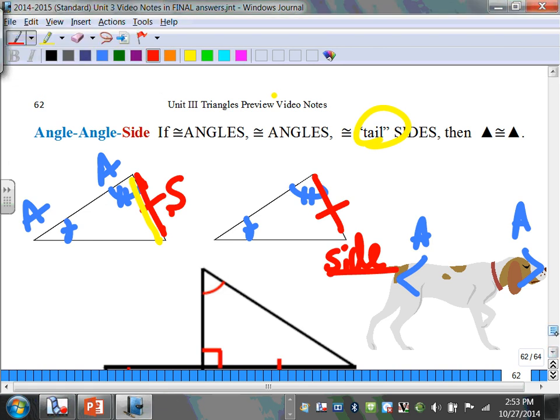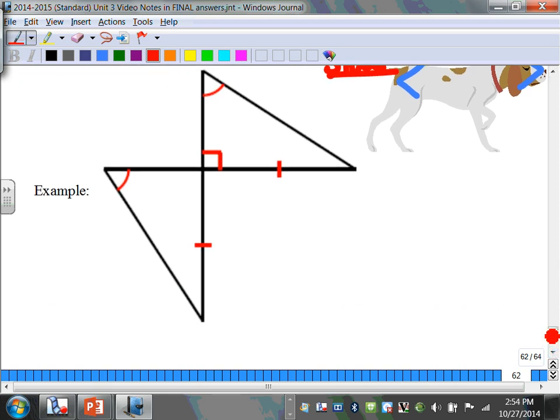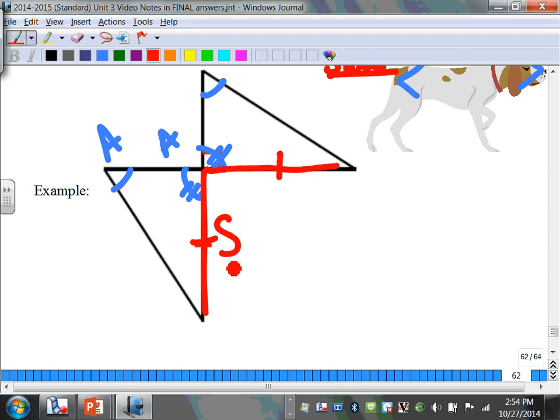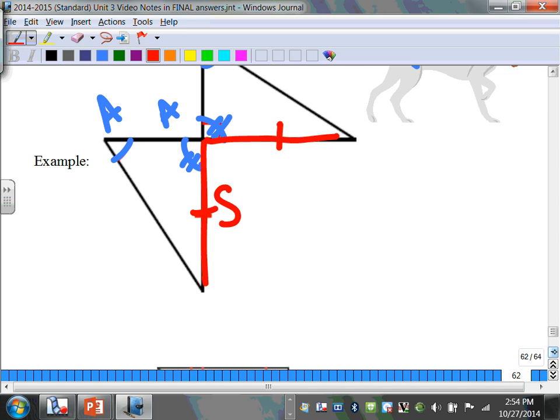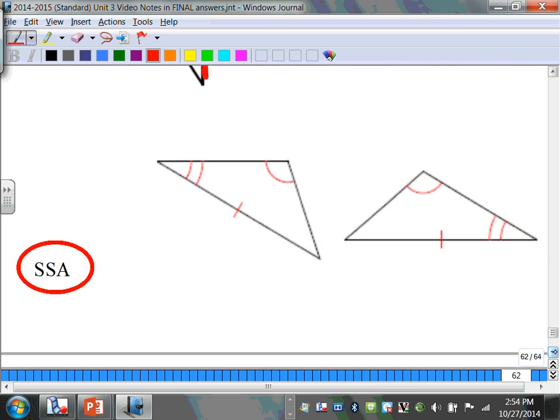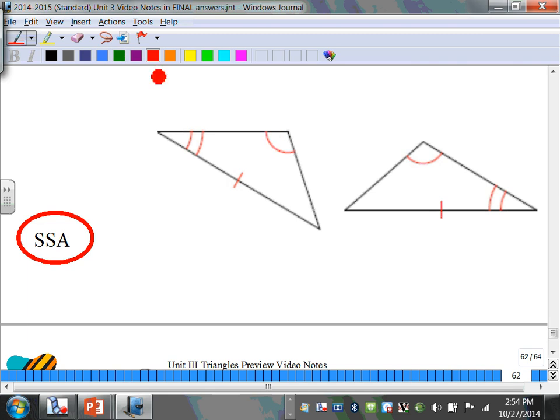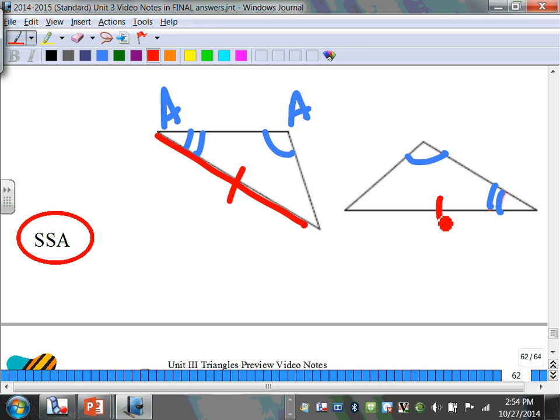Okay, so here's our example. Right here, we have a pair of angles, A for angles, and then we have a pair of vertical angles in the middle. And then we have a pair of sides marked equal. Notice the side is not sandwiched between the angles. So this is angle, angle, side. Here's another example. We have a pair of pre-marked angles and another pair of angles. And then we had a side. So that's angle, angle, side. Notice that side is not sandwiched between the angles.